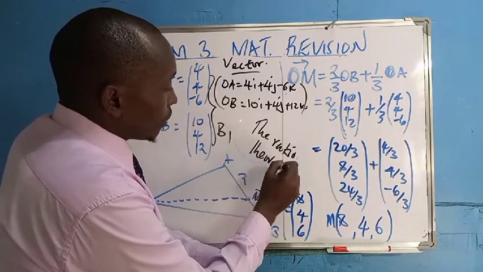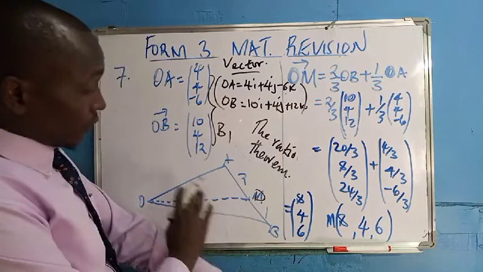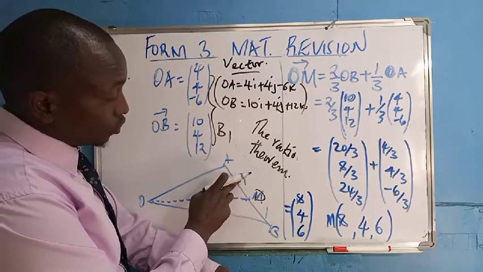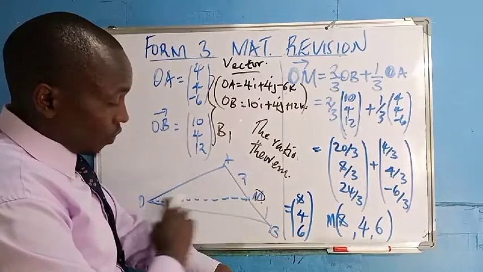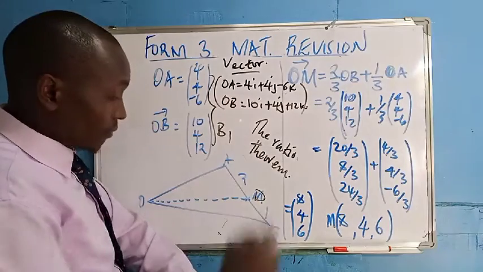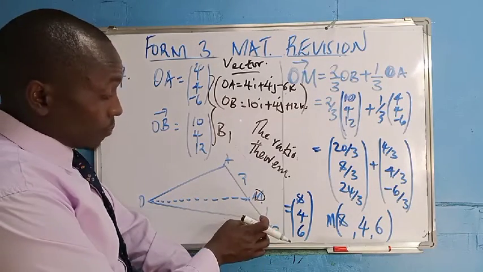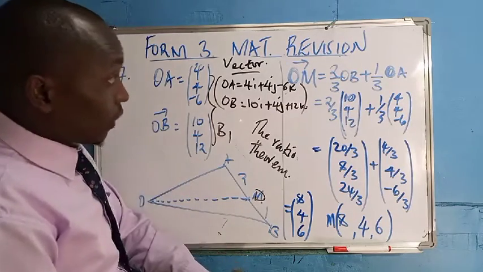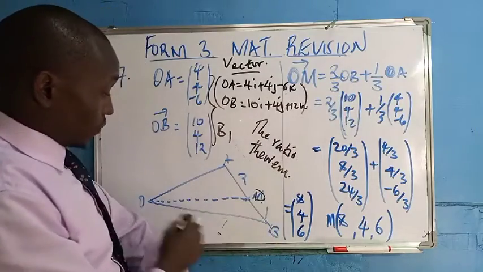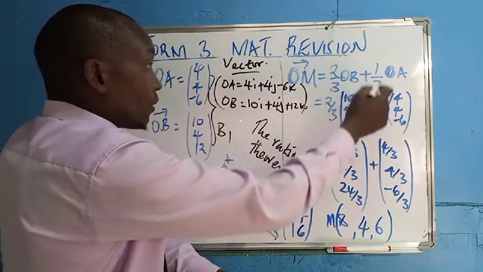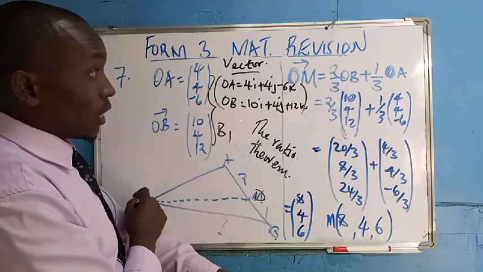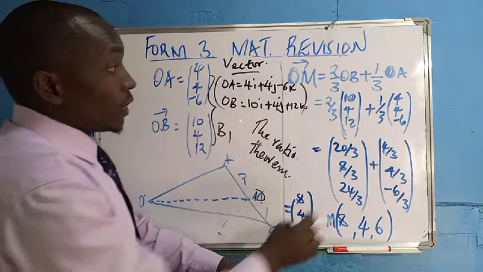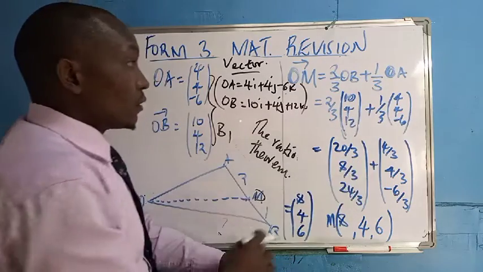theorem. The ratio theorem states that if I want to find the vector OD, I'll do 2 over the total ratio, 2 over 3 of the opposite vector down here, then plus 1 over the total ratio of this vector here. That is all I've done. 2 over 3 of vector OB plus 1 over 3 of vector OA. And that is it.